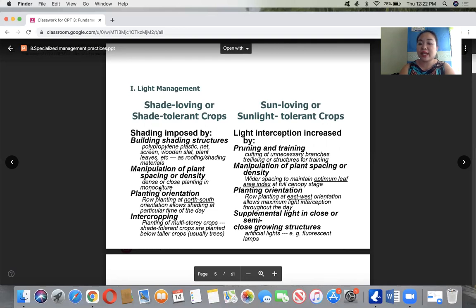So more dense or close planting in the monoculture could also increase shading, especially for garlic, for instance, and also planting orientation. We have row planting at north-south orientation, which will allow shading at a particular time of the day.